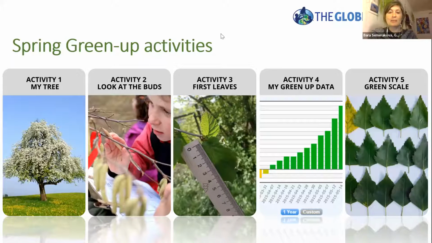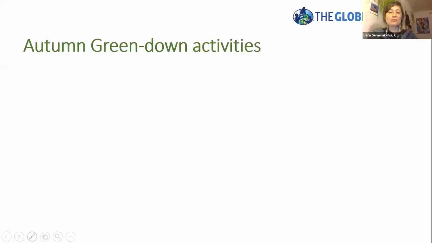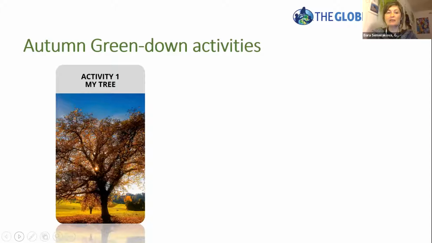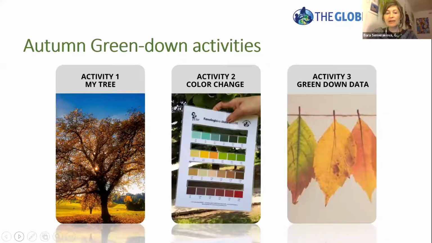And then the campaign continues, if I will be able to continue actually. Yeah, it continues with the autumn activities, which typically start around the end of August, because that's already the time when the trees are getting ready for the winter sleep. And here we have 3 activities. First, determining or defining the tree, and then observing the color change, and also the date of when the leaf falls off from the tree.